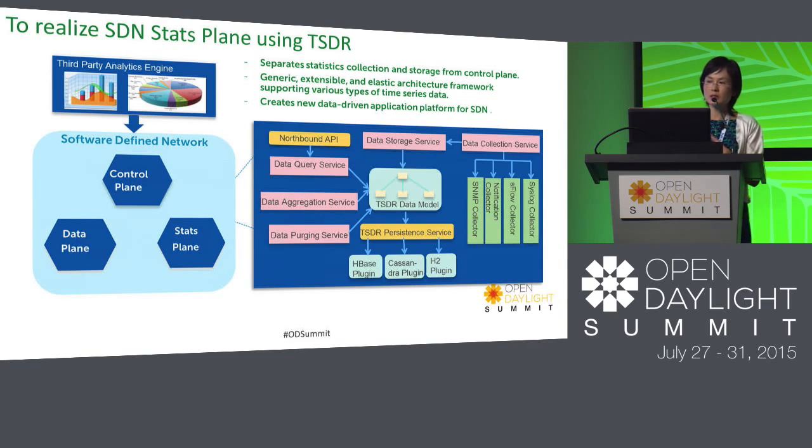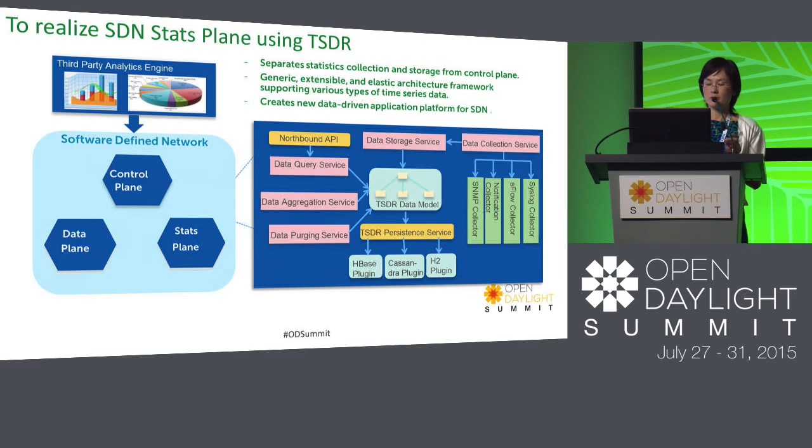Okay, now let's take a look at a little more detail about what the SDN stats plane means. If we look at the left-hand side, we can see the control plane and data plane. That's what we have been talking about in the SDN world, right? Now what we are trying to say is that we need a separate stats plane that just handles the time series data. We expanded stats beyond statistics data. We are trying to say it's a little more generic. It could be any time series data.